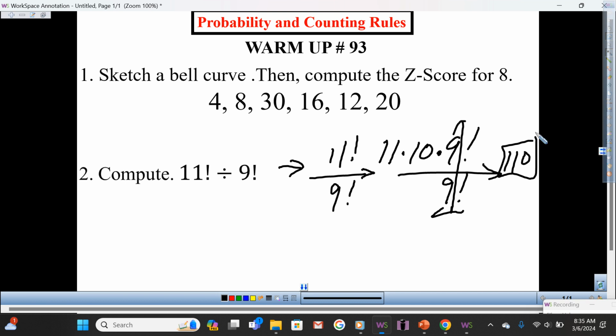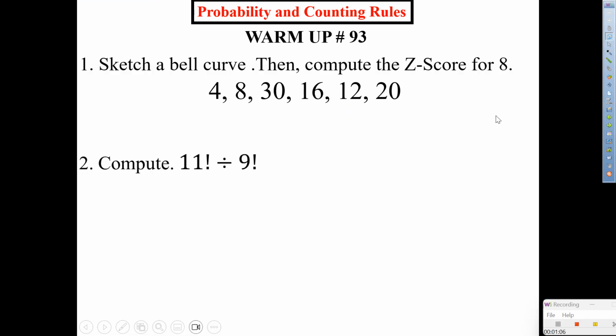Let's go. Oh, yeah, we got this. Minimum day ain't got nothing on us.